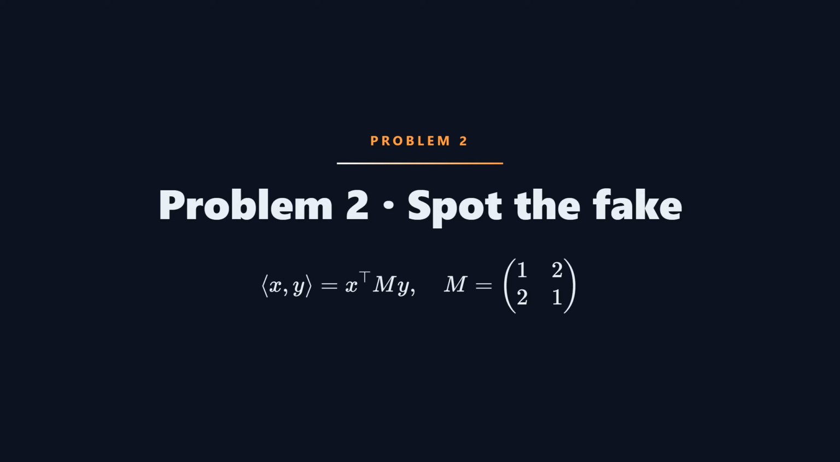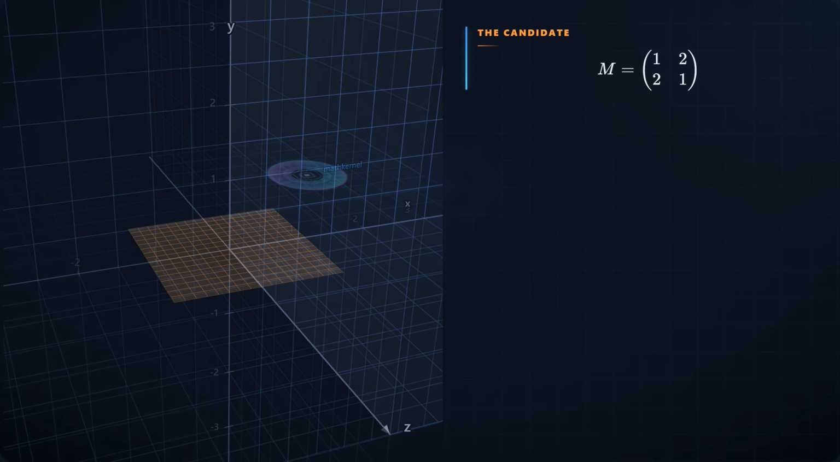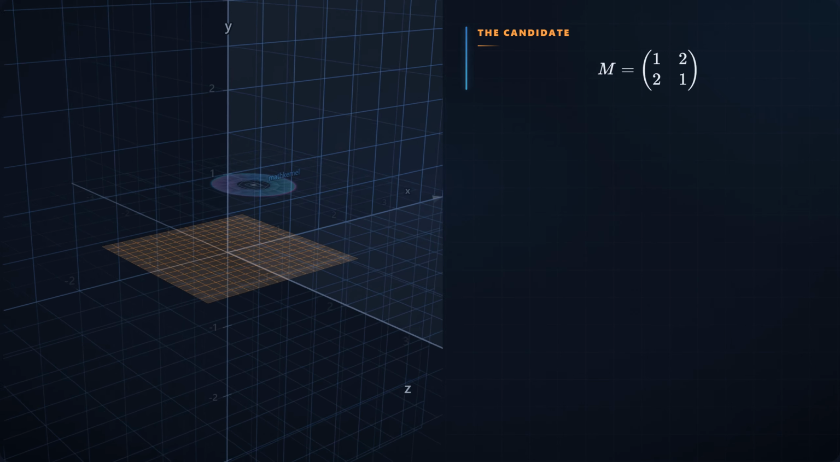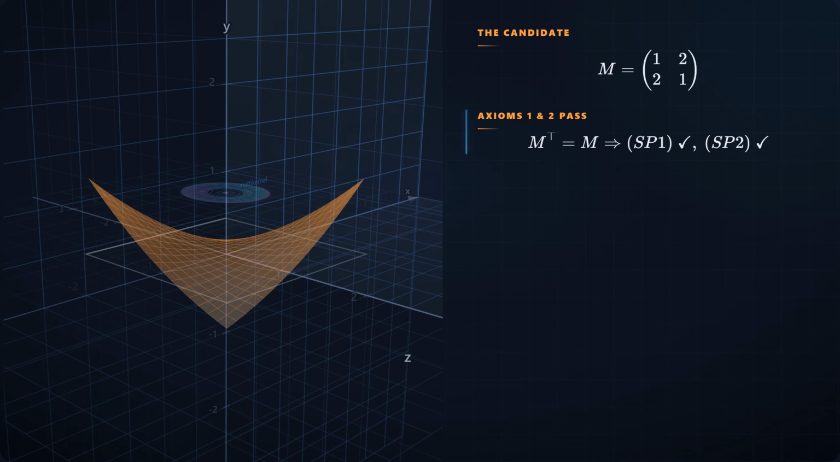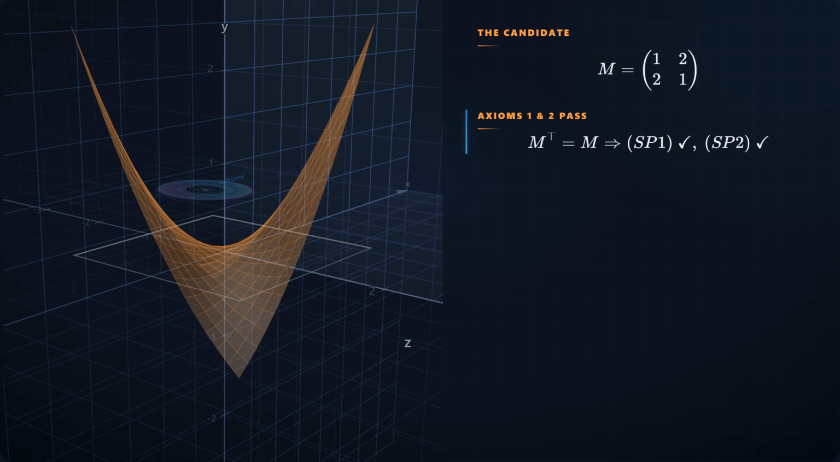Problem 2. Same setup, new matrix, 1, 2, 2, 1. Is it a scalar product? And if not, don't just say no, prove it. Pause and try. The matrix is symmetric, 1, 2, 2, 1. So the first 2 axioms sail through, bilinear because it's a matrix form, symmetric because M equals its transpose. If you stop there, you'd wrongly pass it. Everything lives in axiom 3.